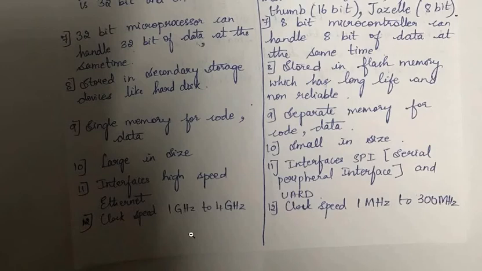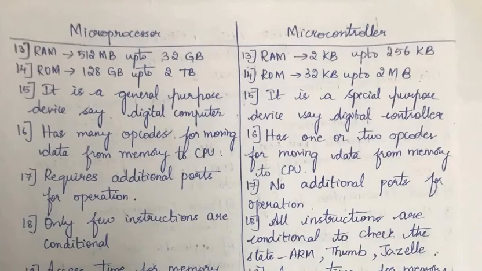In microprocessor, the clock speed will be from 1 gigahertz to 4 gigahertz, whereas in microcontroller the clock speed is 1 megahertz to 300 megahertz. In microprocessor, RAM can be from 512 MB up to 32 GB, whereas in microcontroller it will be in terms of kilobytes only, RAM 2 KB up to 256 KB. From this we can make out that microprocessor can store more, that is, MB is greater than KB, right?